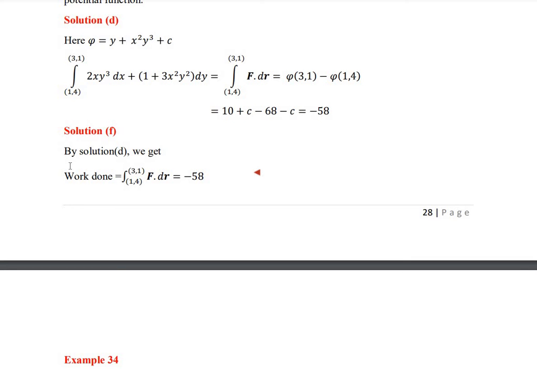Now we want to find out the work done. It is same as the solution D. Solution D is the answer. Okay, so work done is equal to integral over vector F dot vector dr. So minus 58 itself.